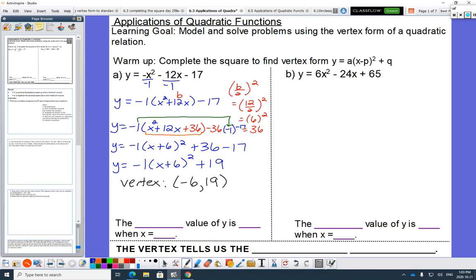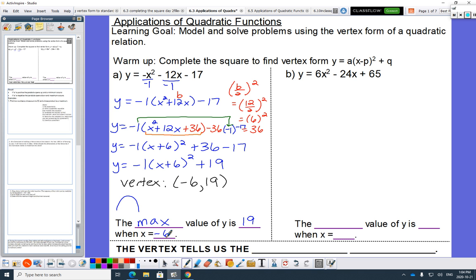So same thing with is it a max or a min? If it helps you, this is a negative value, so that means it opens down. So then it's a maximum. So the maximum value of y is 19, and when x is -6.